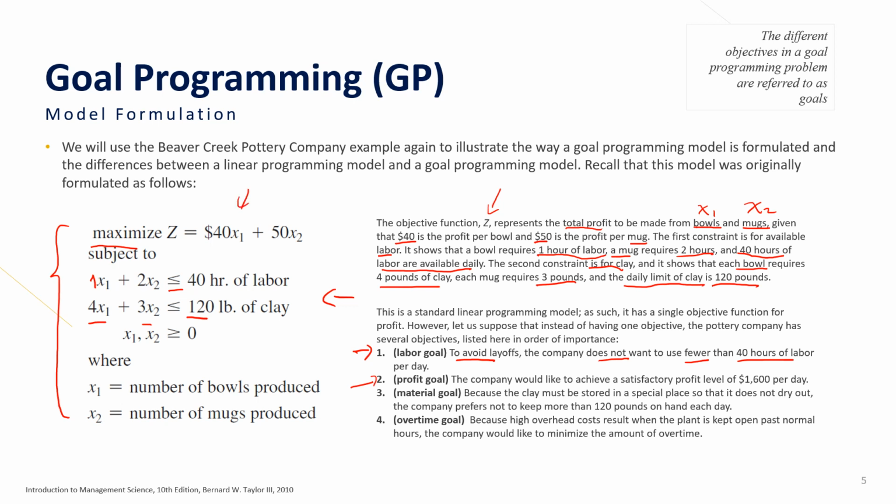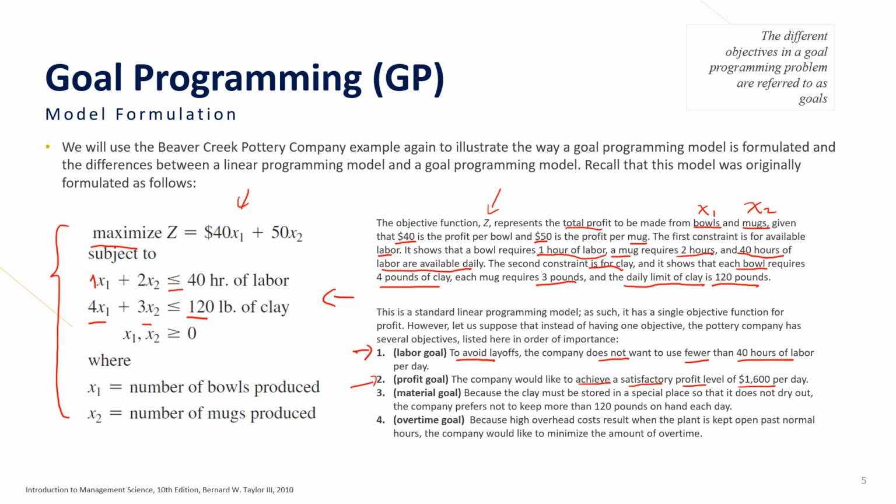Here we want to maximize profit. However, in this new setting, let's say the company has a target, a satisfactory profit level of 1,600 per day. So they have a goal of achieving this amount of profit.